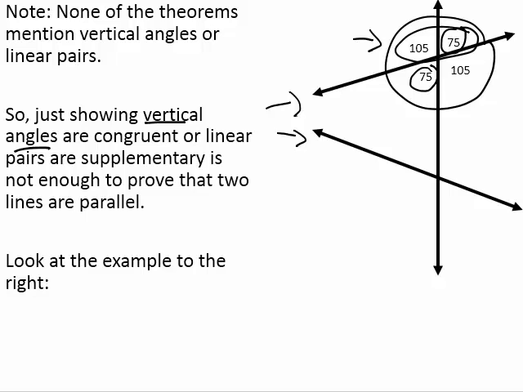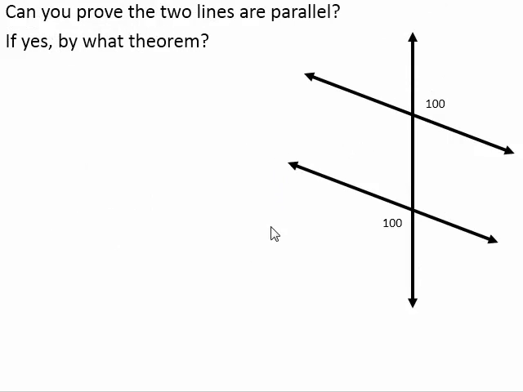All right, let's go ahead and use what we've learned. Can you prove the two lines are parallel? If yes, by what theorem? And we look at the picture. First thing you want to do is to look at the two angles and try to identify what kind of angles those are. You'll notice that those two angles are alternate exterior angles, and you'll note that alternate exterior angles should be congruent. So when we look at it, we notice that the alternate exterior angles are congruent.